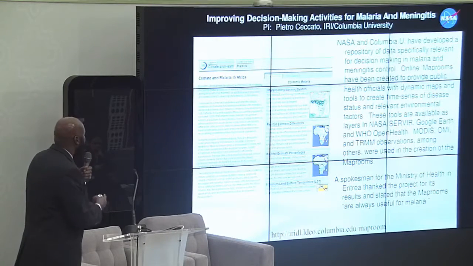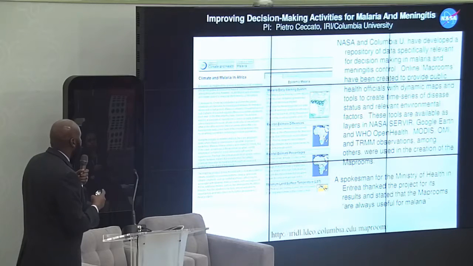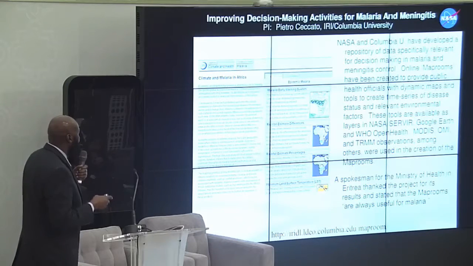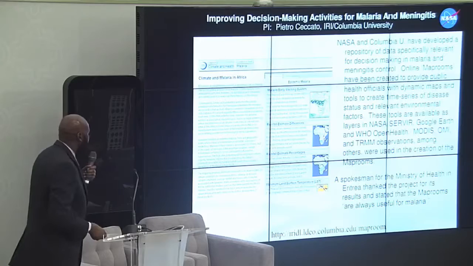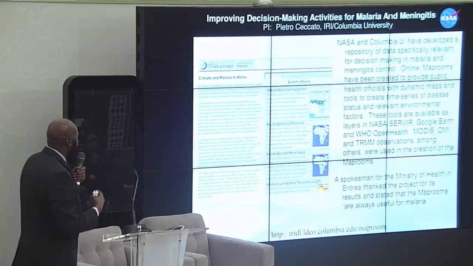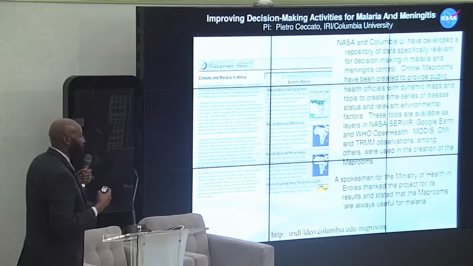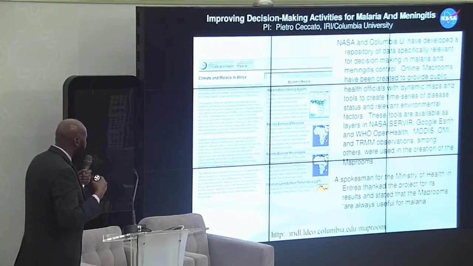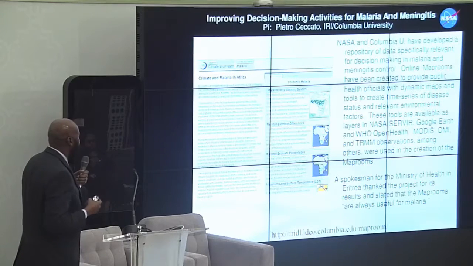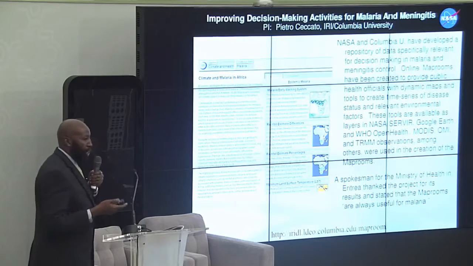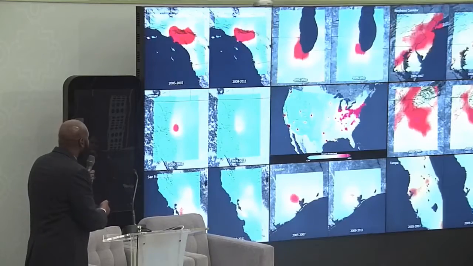This is another case for malaria and meningitis. This is in Africa, and this is by a group from Columbia University. Again, they have developed a repository of data relevant for decision-making in malaria and meningitis control that is used quite frequently. There is an anecdote from the spokesman for the Ministry of Health in Eritrea that thanked the project for its results and stated that these map rooms are always useful for malaria predictions. And so they look at environmental factors and try to predict the outbreaks of malaria based on rainfall estimates, percentages, land surface temperatures, and such environmental factors that can be measured readily by satellite.